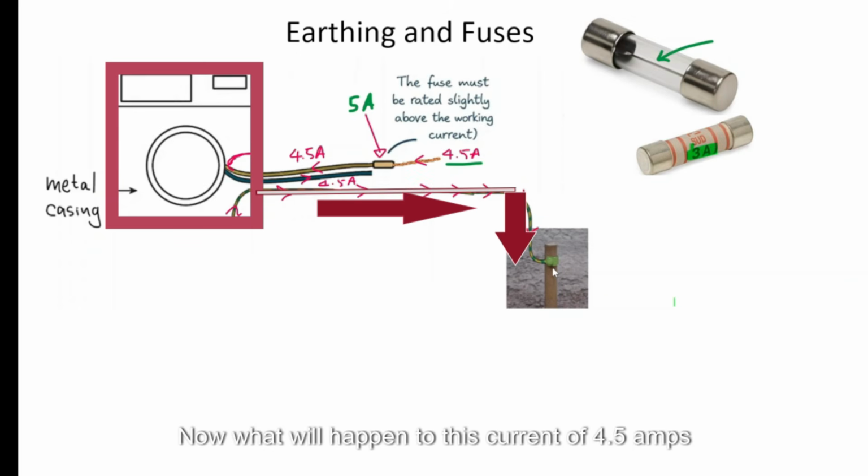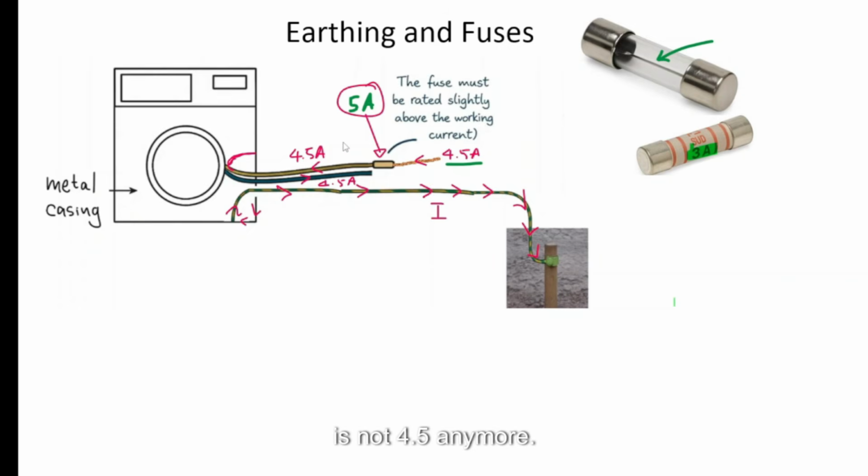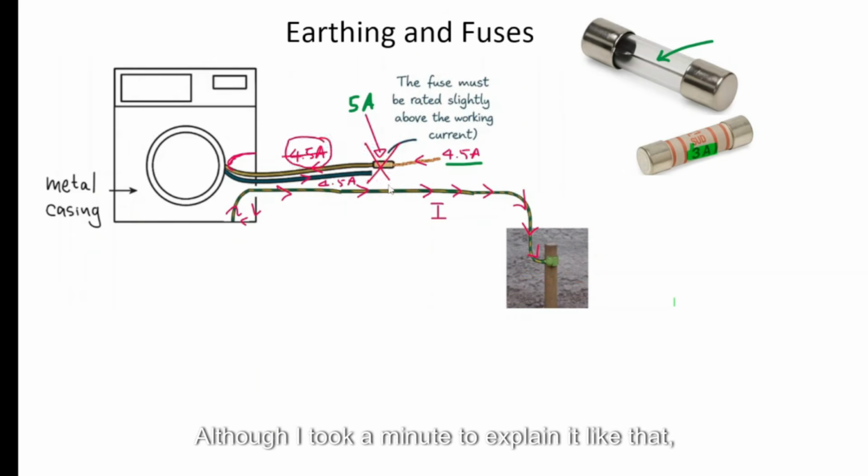Now what will happen to this current of 4.5 amps is not 4.5 anymore. It goes up to 4.7 and 4.8 and 4.9, but the moment it goes above 5 amps, the fuse melts. Now the circuit will not get any more current. Although I took a minute to explain it like that, in reality all you see is you go and turn the washing machine on, and within a fraction of a second there will be a surge of current, and then it just does not work.